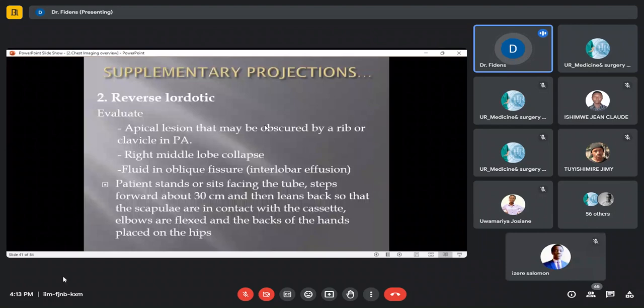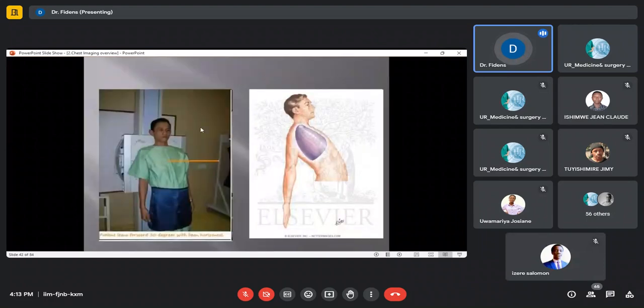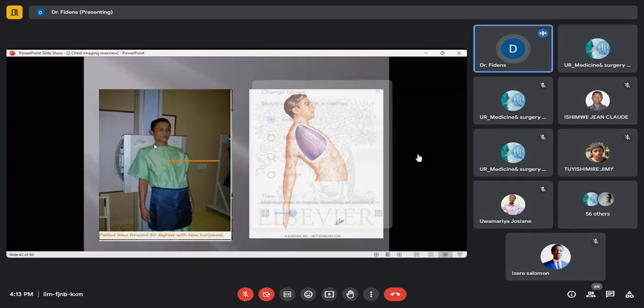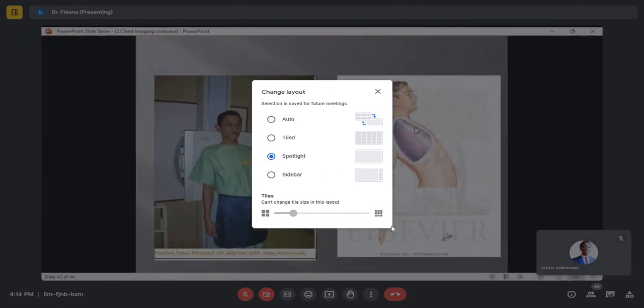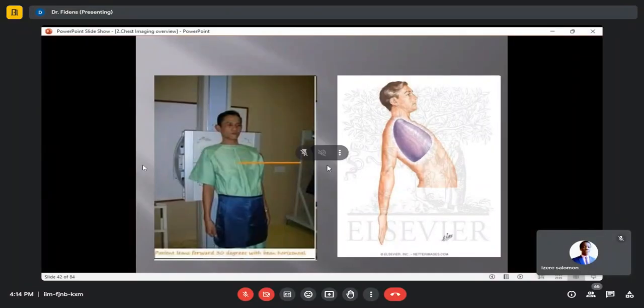Maybe it was this one because of the reverse aortic view. This is an AP erect. It is a reverse aortic view, but it's in AP erect. The patient is in erect position, AP view, but it is a reverse aortic view. Maybe they wanted to just show this one.